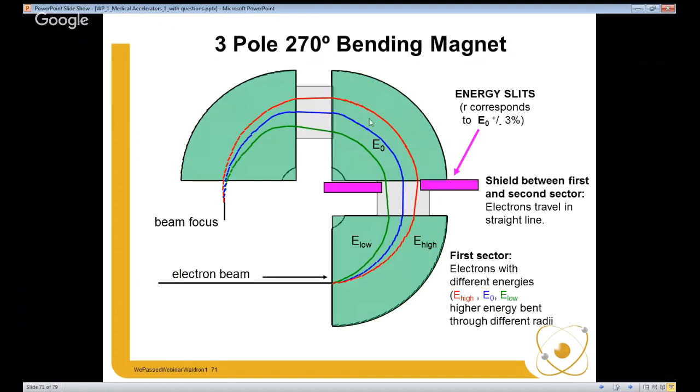And then what the other two sectors do is refocus the beam so that it can be extracted from the machine. Generally, this is a Varian LINAC 270-degree bending magnet structure. Usually we're talking a ±3% energy window on this system.